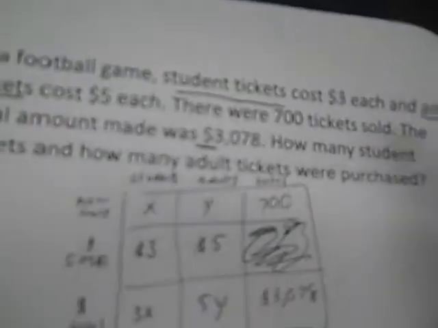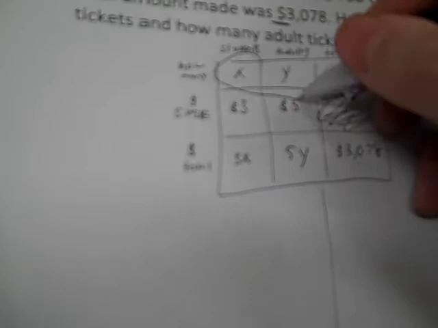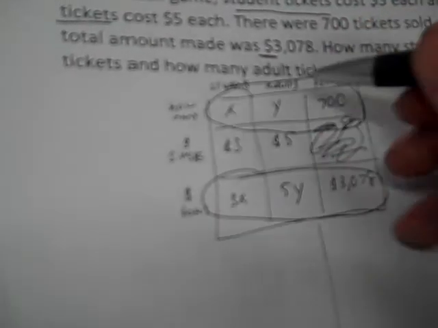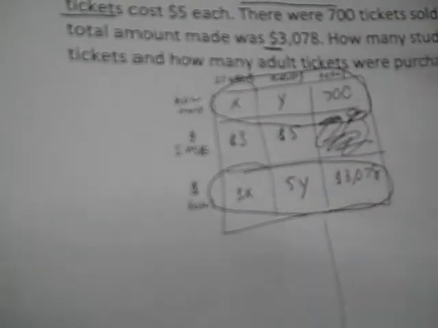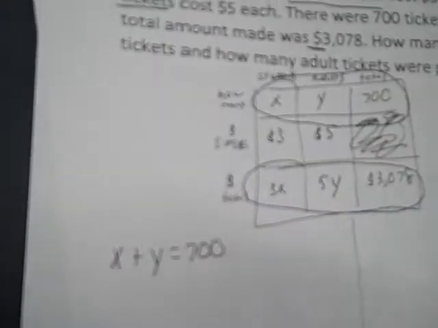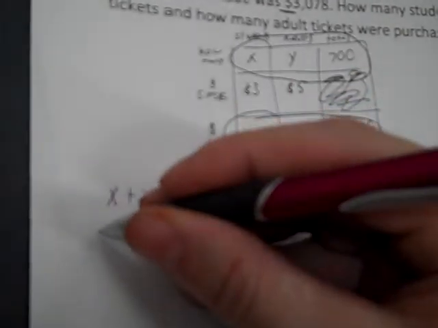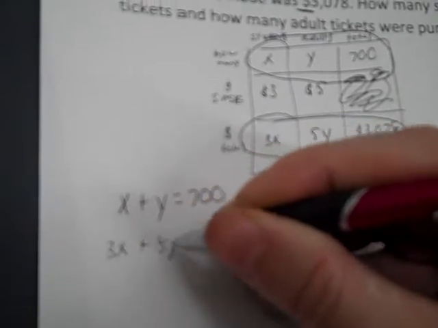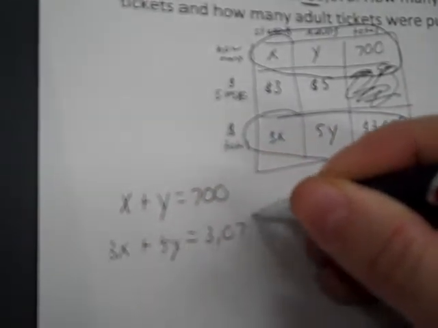Okay, next one. You see the table set up. Now look at your bottom row. You have x and you have y. Whenever you have these x and y, you're going to need to make two equations. So my first equation comes from the top row, and the other equation comes from the bottom row. I can make an equation with x plus y equaling 700. And then my other equation from the bottom row with 3x plus 5y equals 3,078.